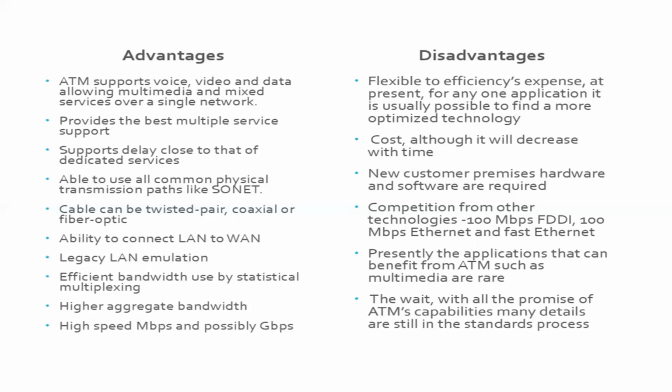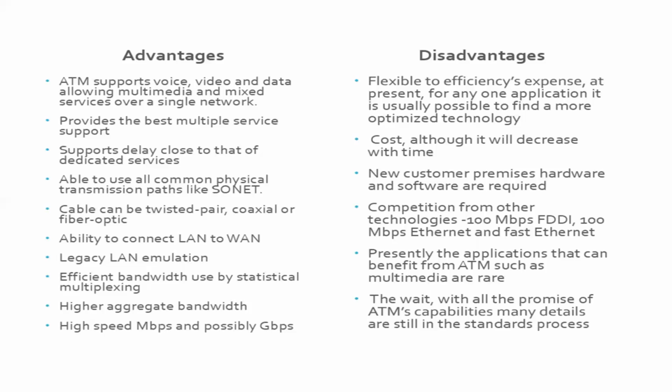Efficient bandwidth is used by statistical multiplexing. So efficient statistical information is also transferred. Therefore, ATM machines are more accurate. It does not get mutilated or provide any false information because of the statistical accuracy through technological development. Higher aggregate bandwidth and high speed, Mbps and possibly Gbps. These are the technicalities. If you see the disadvantages, flexibility and efficiency are at present an expense for any one application.